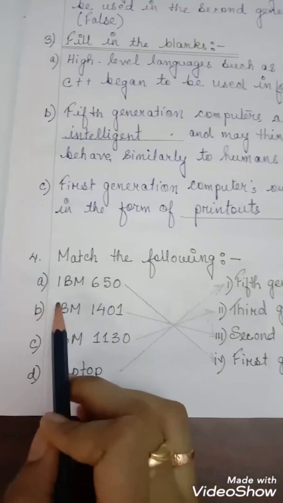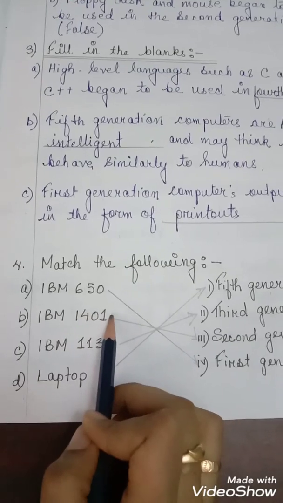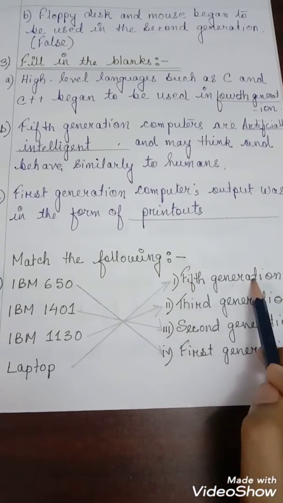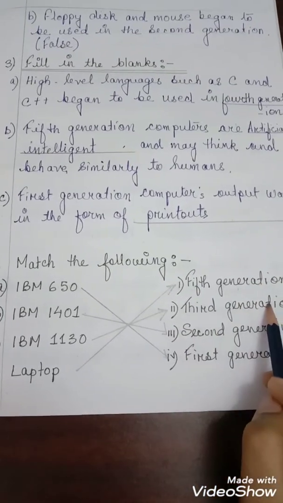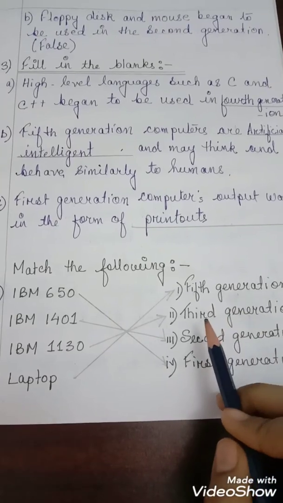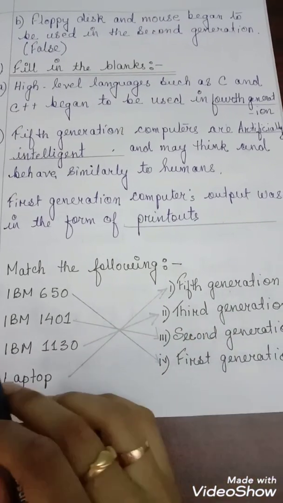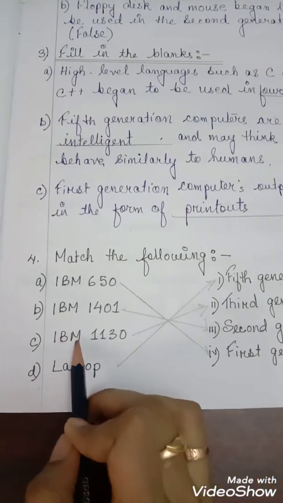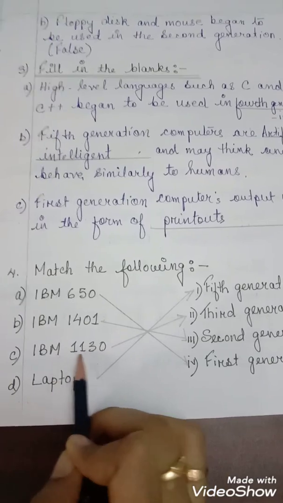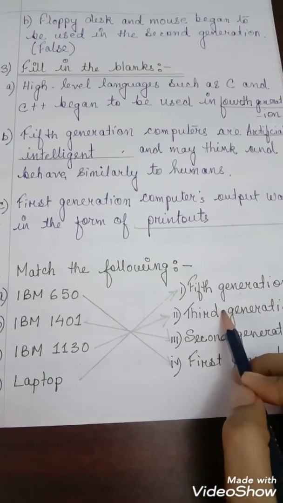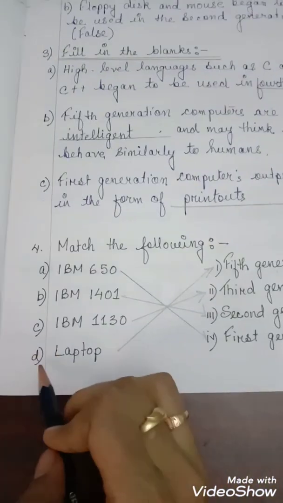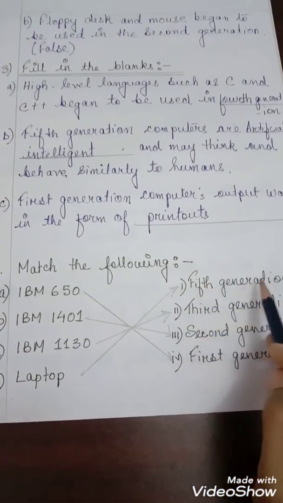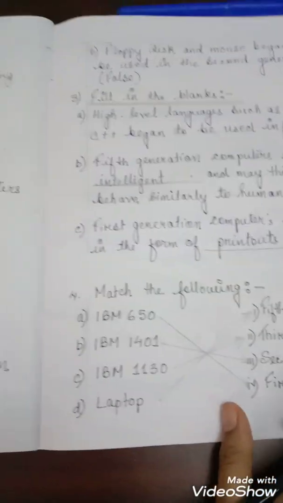Clear? Next is IBM 1401. So, IBM 1401 is used in which generation? Is it 5th? No. Is it 3rd generation? No. So, IBM 1401 is used in 2nd generation. Clear? Next is IBM 1130. IBM 1130 is used in 3rd generation. Right? The laptop. As you all know, laptop is used in 5th generation. Clear?